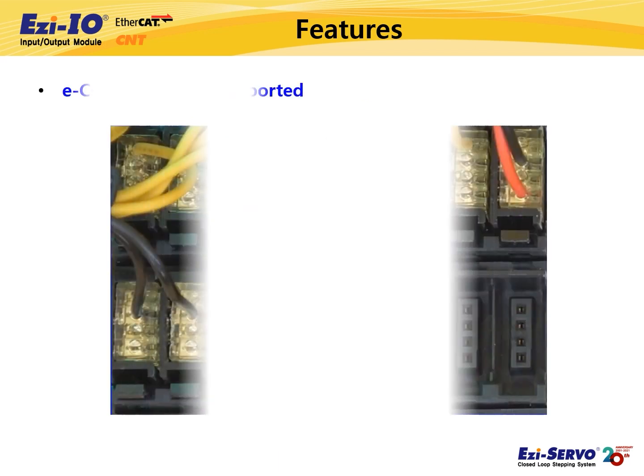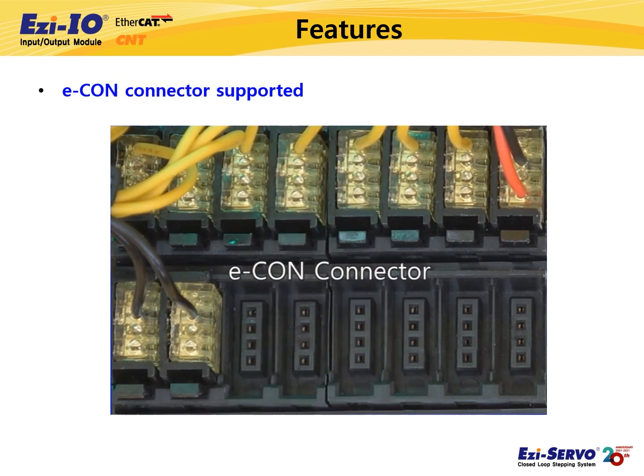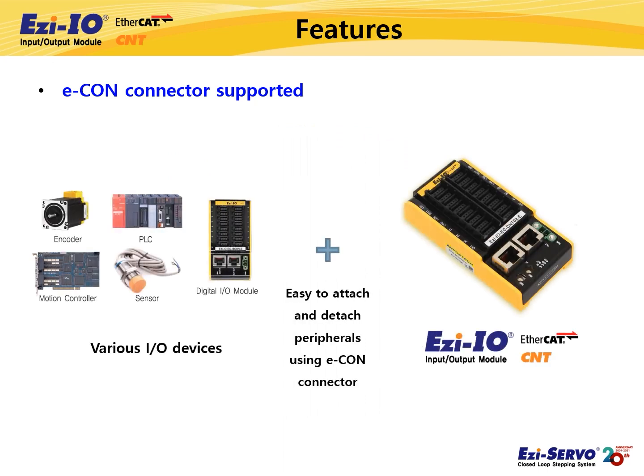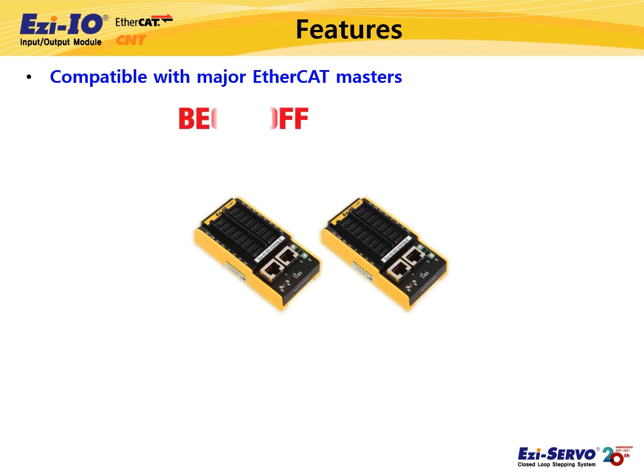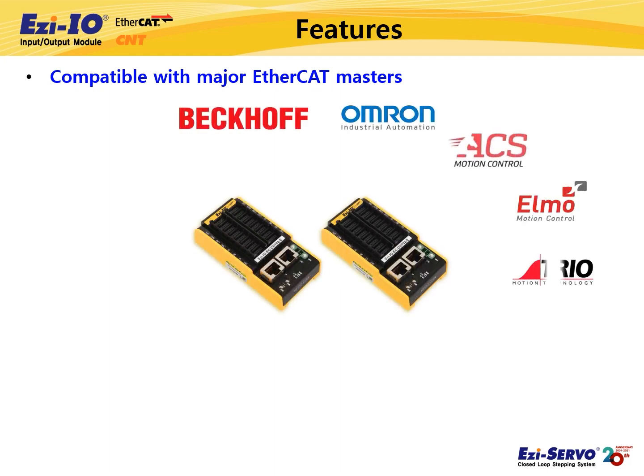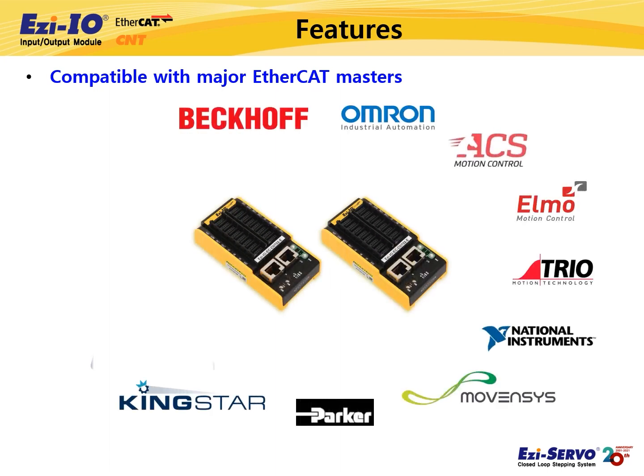In addition, Ezi-IO EtherCAT CNT supports ECON connector type. ECON connector allows easy attachment and detachment of peripheral I/O devices such as PLC, sensor, encoder, motion controller and digital I/O module. Also, Ezi-IO EtherCAT CNT is compatible with major EtherCAT masters.